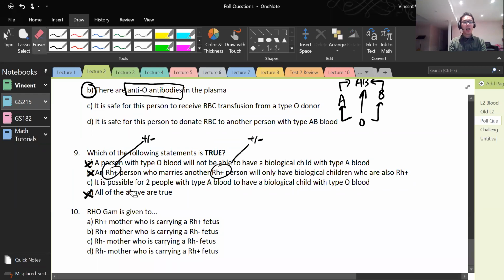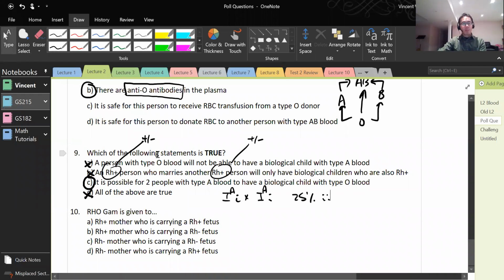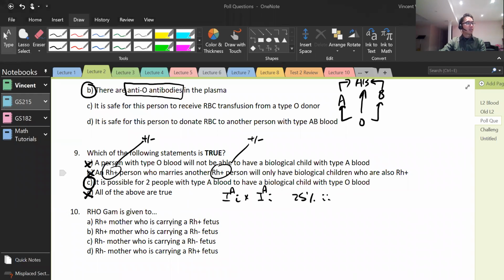Next one. It is possible for 2 people with type A blood to have a biological kid of type O. That is correct, because type A could be A little i. So if it's that case, then 25% chance, small i, small i. Okay, so you got to be careful with these questions. It really messes with your mind a little bit. Sometimes you might need to read it a couple times before you make a final decision. Any question about anything we've talked about so far before we go back to our study guide?